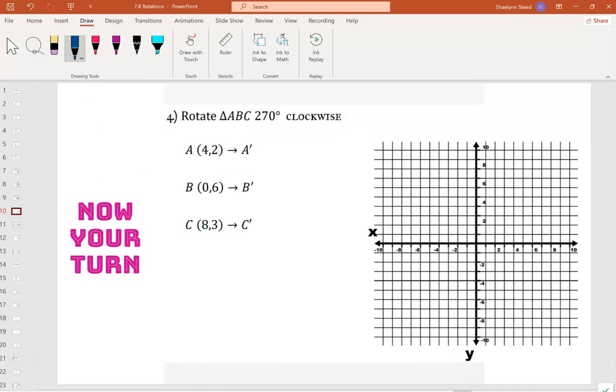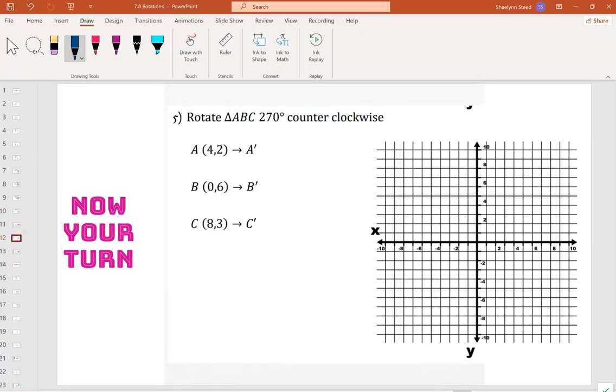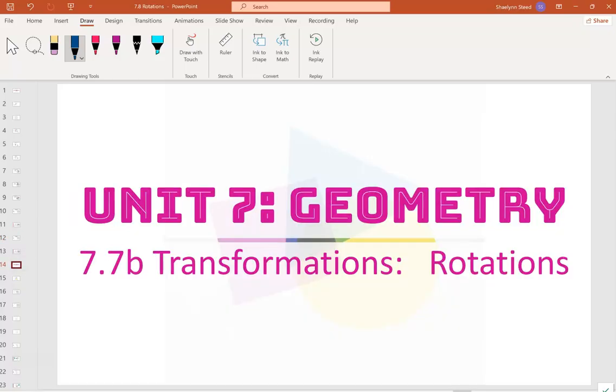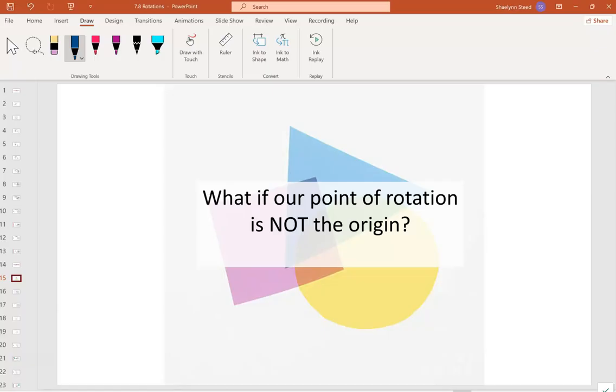So I want you guys to try this one. Notice it's 270 degrees clockwise. This is going to be the same as 90 degrees counterclockwise. You've also got this one, 270 degrees counterclockwise, which is the same as 90 degrees clockwise. Once you've done those two, we're going to meet back up and talk about what if our point of rotation is no longer the origin.